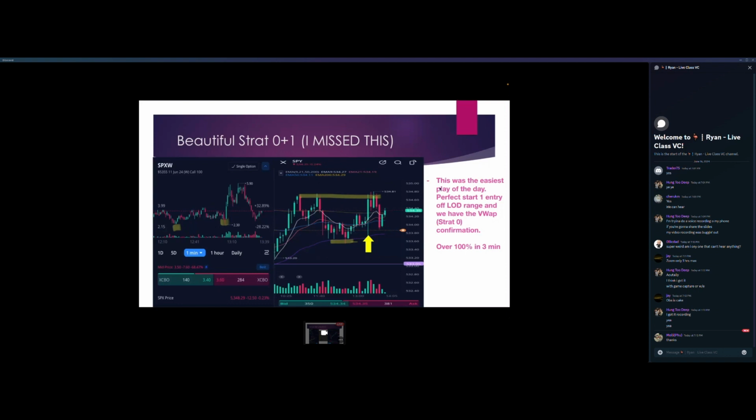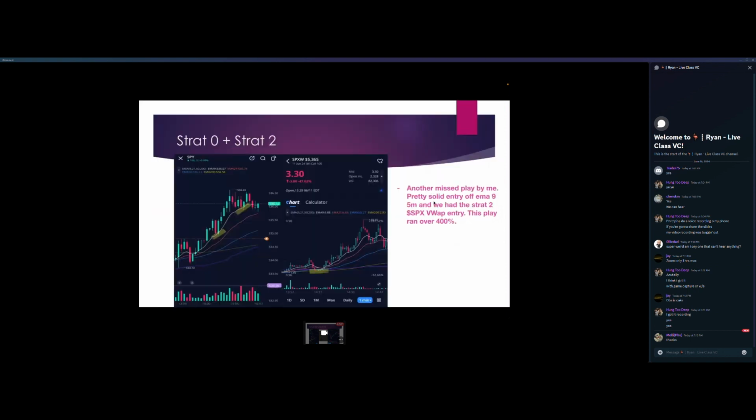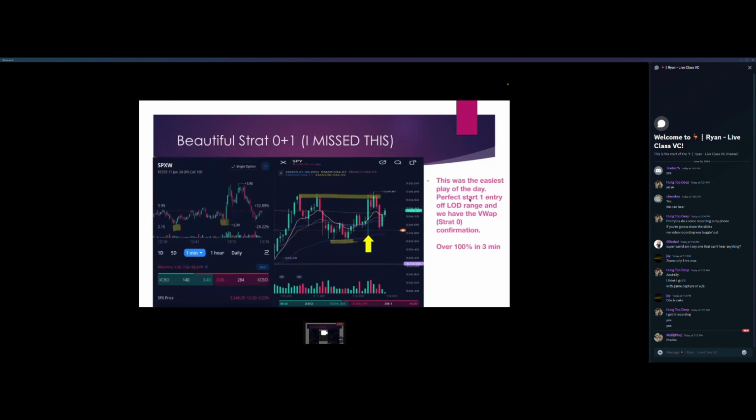Let's go over why I talked about this. This was the easiest play of the day. Perfect strat 1 entry. Oops, I don't know why it says start. It should say strat. Perfect strat 1 entry off low of day range. Here's our low of day, 2.35. We get the low at 2.3. So if you put your order at 2.35 or 2.4, you're getting filled and you're not even going to see it be red because it reversed so quick.